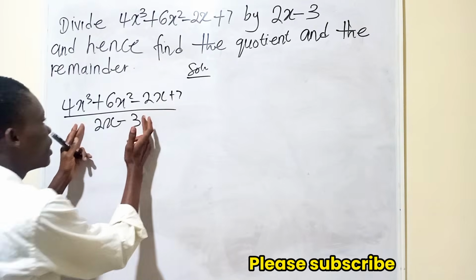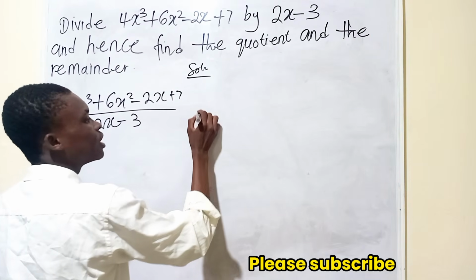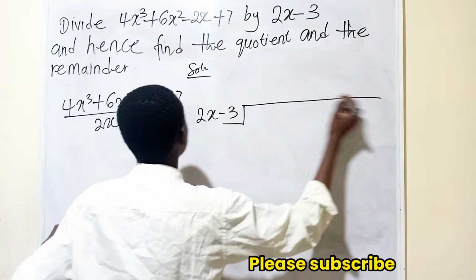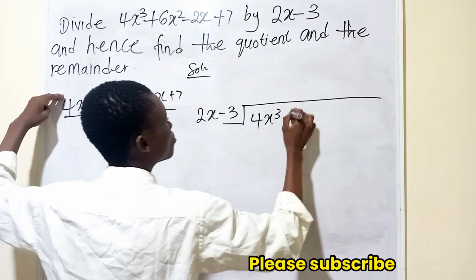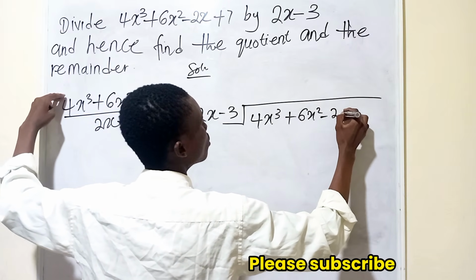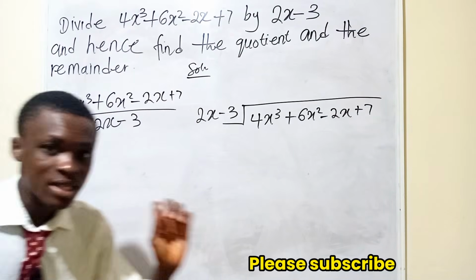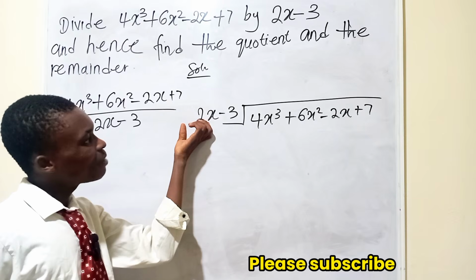So first of all, this one will stay outside. So we have 2x minus 3. And this top one comes inside. So this is 4x cubed plus 6x squared minus 2x plus 7. Now let's divide step by step. 4x cubed divided by 2x.